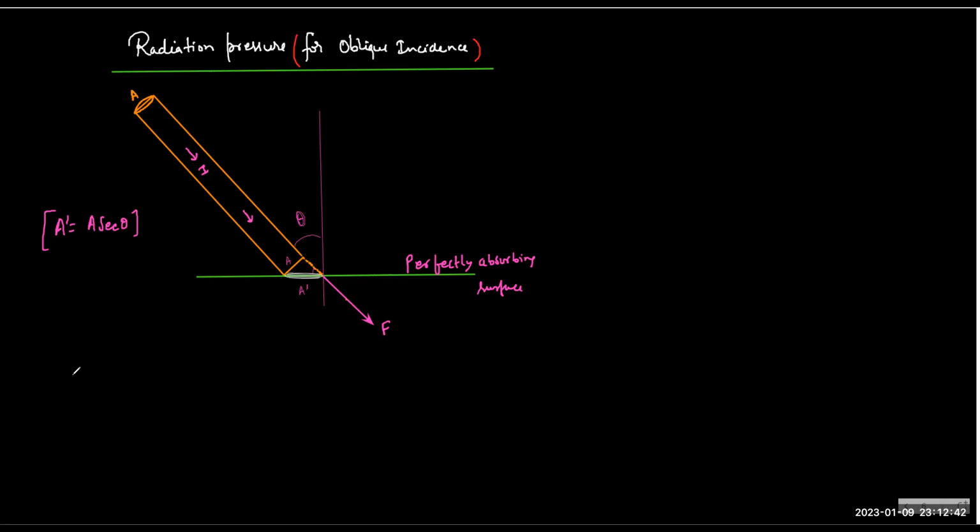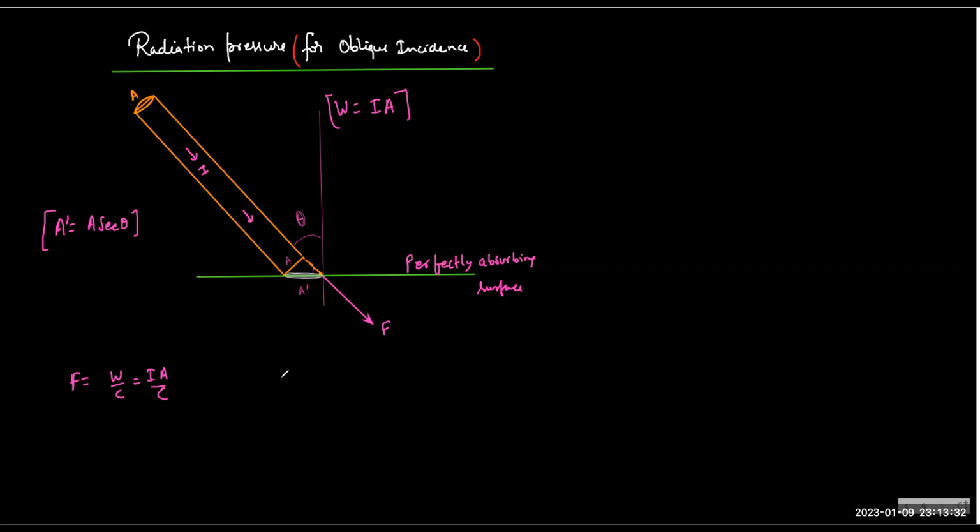And this force, how can you write? So we know the answer. For a perfectly absorbing surface, it is W by C. Isn't it? So the answer is only this much, W by C, which is IA by C, not A dash. I mean, IA by C, because power is intensity into the cross-sectional area of the beam, not the surface, of course. I think you guys are not able to realize this, right?